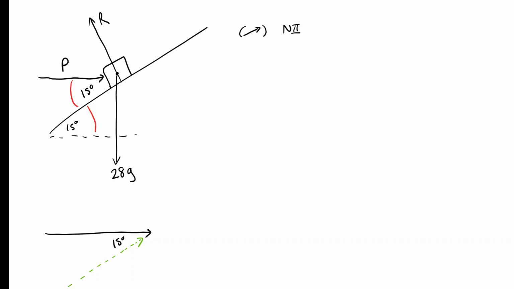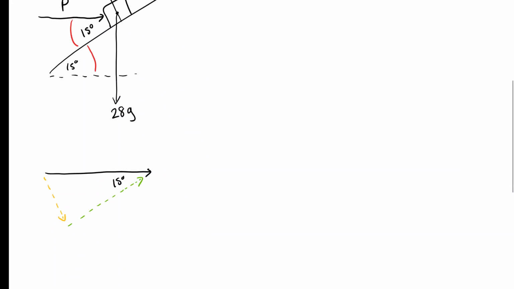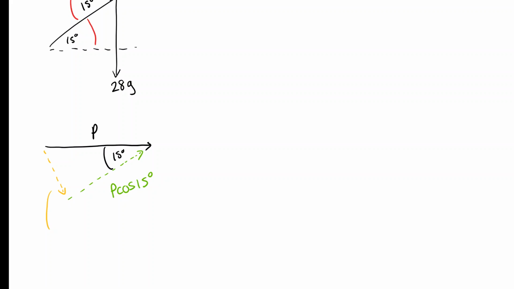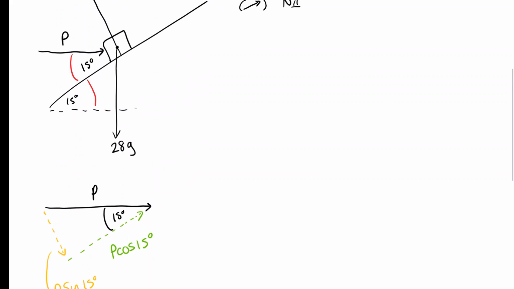There's the 15-degree angle. Here in yellow is the component of P that acts into the slope. So the green component here, the component that acts along the slope, is the adjacent. So we would deal with P cos 15 degrees there. The full force there is P. The other component, the one into the slope, the yellow one, this would be P sine 15 degrees. Sine because it's the opposite in that triangle of forces.